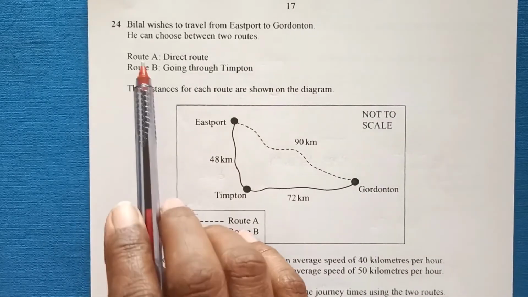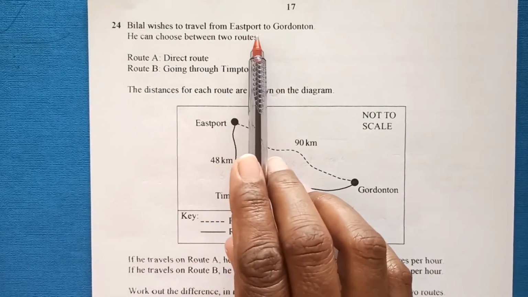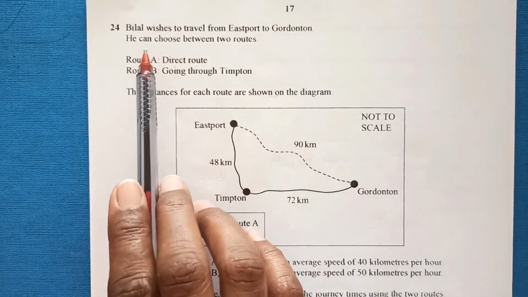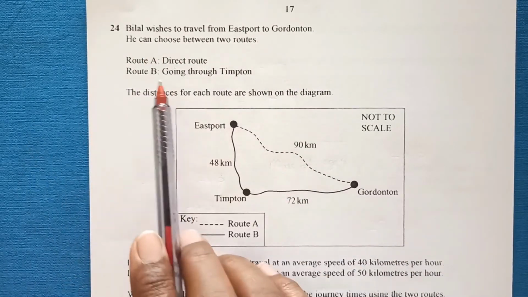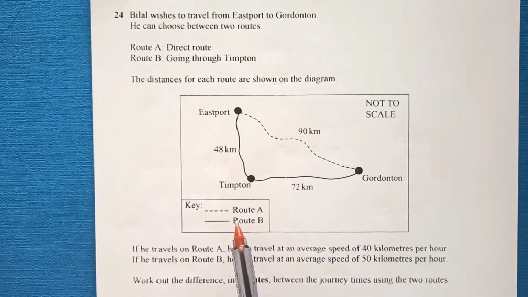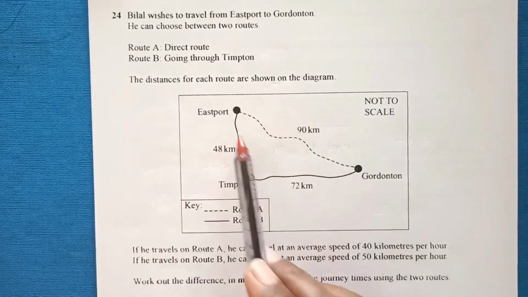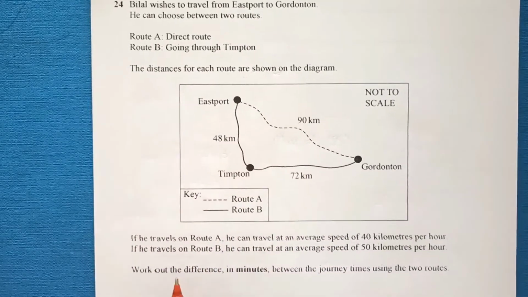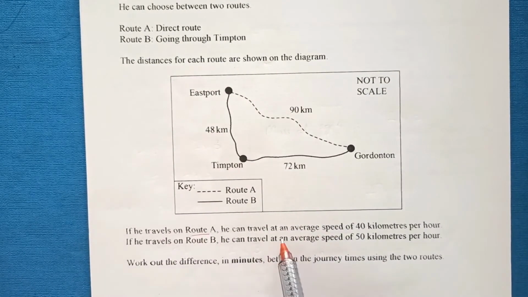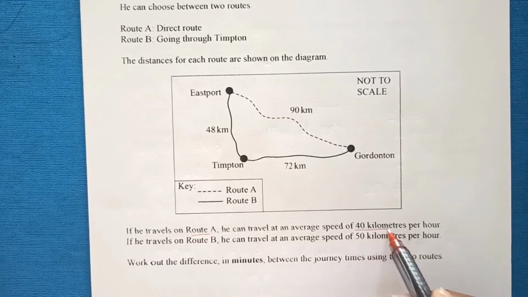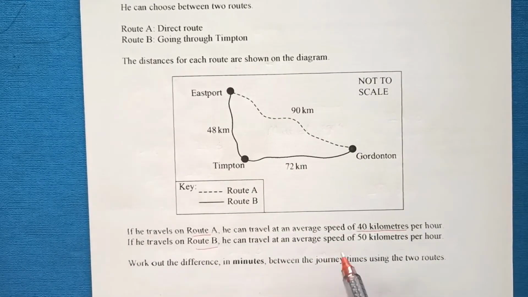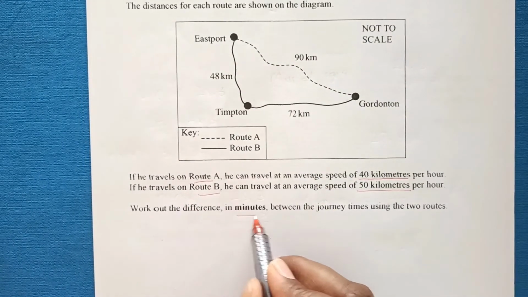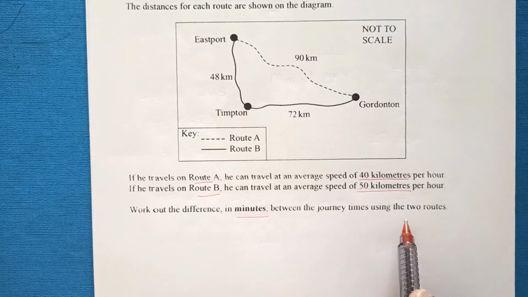Question 24. Bilal wishes to travel from Eastport to Gorndon. He can choose between two routes. Route A, direct route, we can see on the key. This is route A, this is route B. The distance for each route are shown. If he travels route A, he can travel at an average speed of 40 km per hour. For route B, average speed is 50 km per hour. Work out the difference in minutes between the journey times using the two routes.